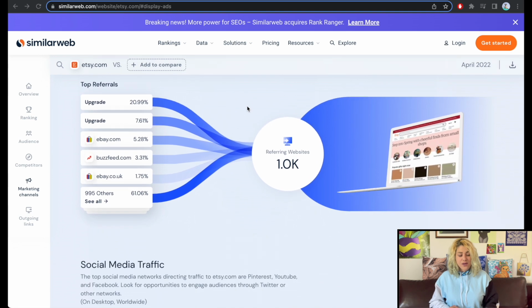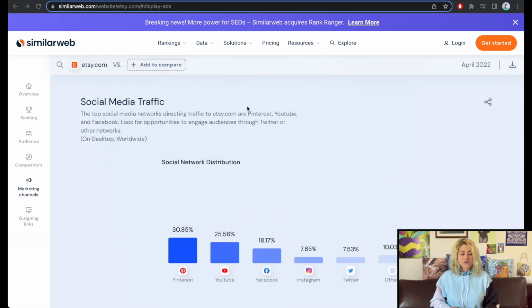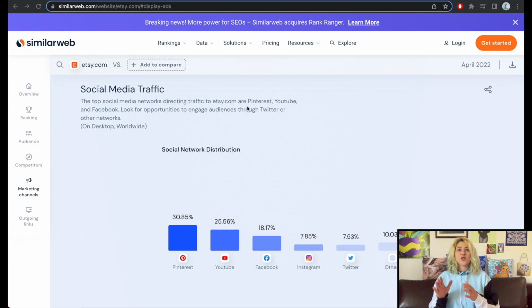And now comes one of the most interesting parts for me, which is the social media traffic breakdown. So even though 6%, and that's a low number, comes from social media, we're talking about 30% or almost 31% of that coming from Pinterest, and 25% coming from YouTube, Facebook, Instagram, Twitter, and others. That's pretty interesting, but I do want to go over the other print-on-demand marketplaces.